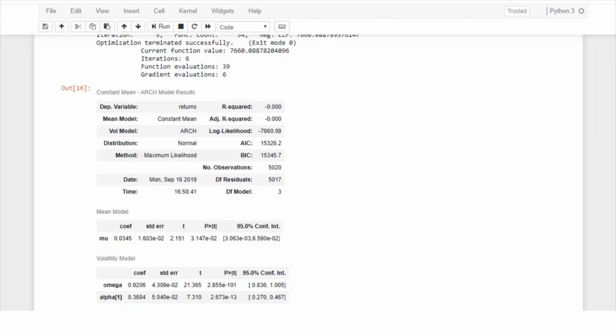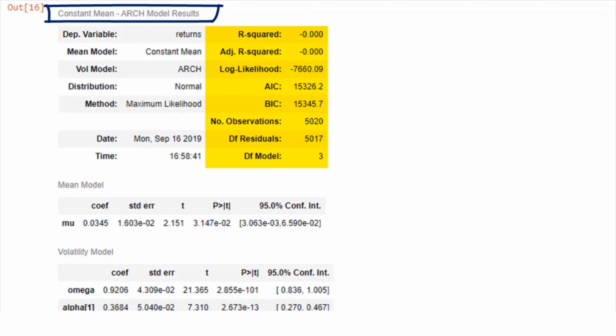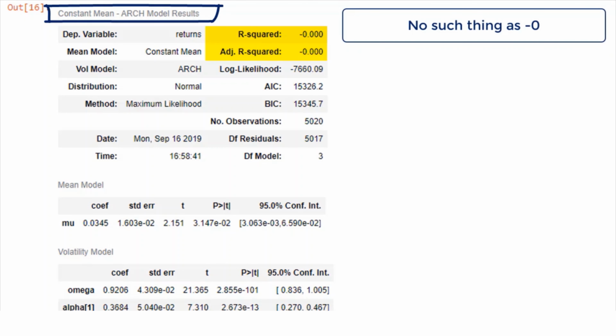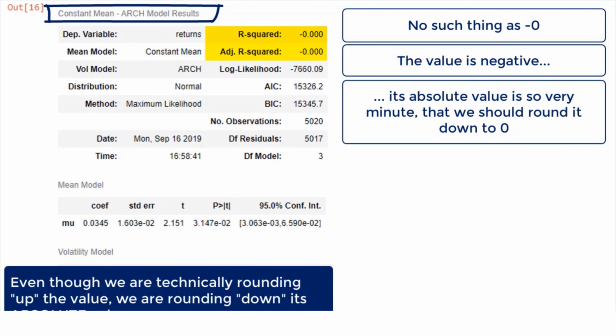Next, we can have a look at the first third of the summary table. Once again, we see the name of the model, and this time it is exactly what we wanted, a constant mean ARCH model. If we have a look at the right column, we'll see both the adjusted and unadjusted R-squared values. Both are -0, so we need to briefly explain what that means. First of all, there is no such thing as -0. The notation simply means that the value is negative, but its absolute value is so very minute that we should round it down to 0, even up to the 3rd digit after the decimal point.